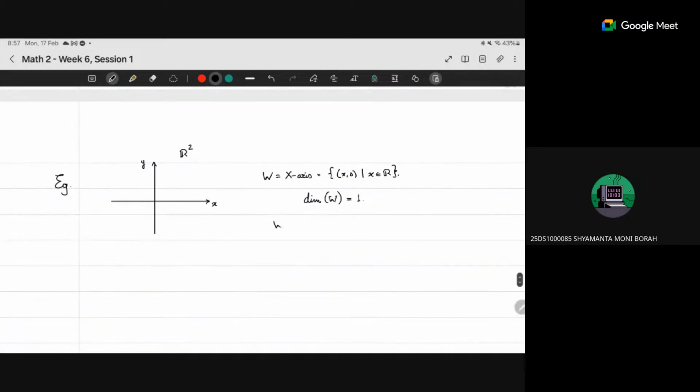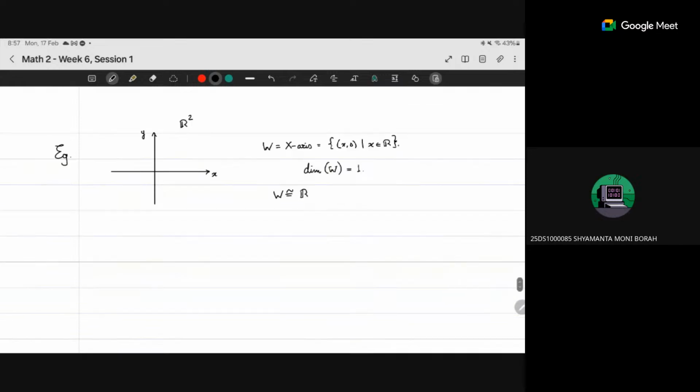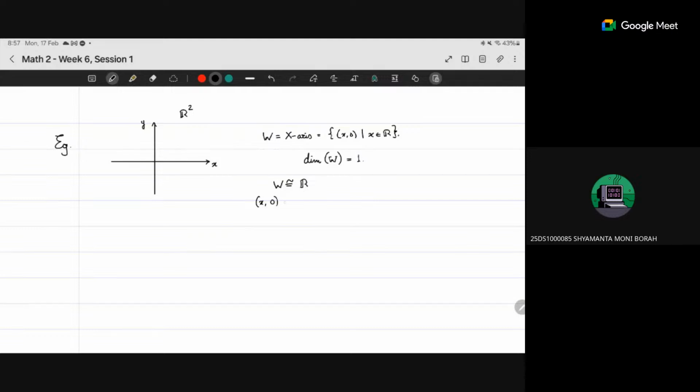So the x-axis W is isomorphic to R. And that isomorphism is something that we can see clearly, right? You can send every element (x, 0) to this element x. And that becomes an isomorphism. So it's isomorphic to R^1, and R^1 we just write as R. So this is the explicit isomorphism, and because of the dimension argument also, everything makes sense. So there is a copy of R inside R^2.